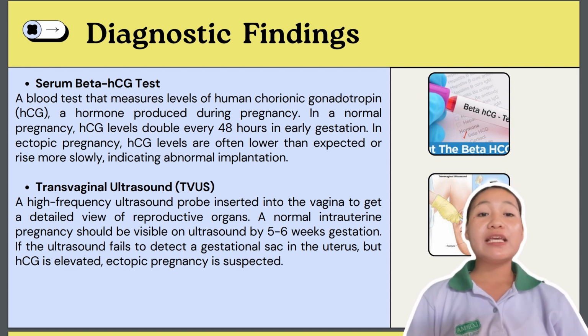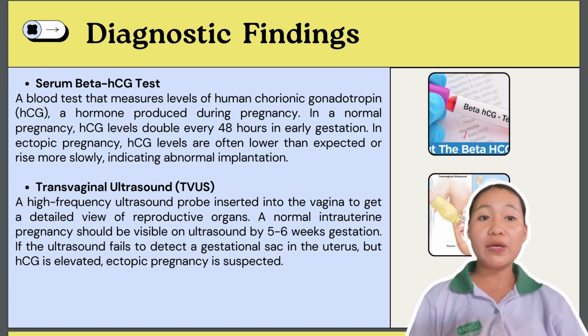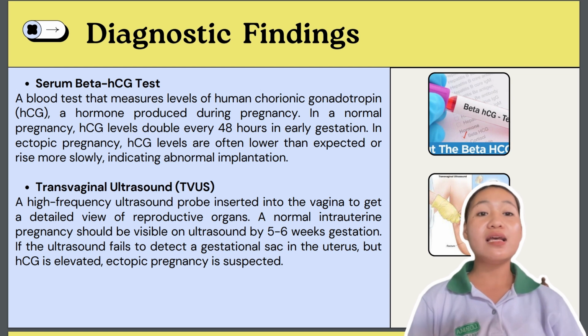For example, if a pregnant woman goes for an ultrasound at 6 weeks but no baby is seen inside the uterus, and instead the ultrasound shows a small mass in her right fallopian tube, this strongly suggests an ectopic pregnancy.